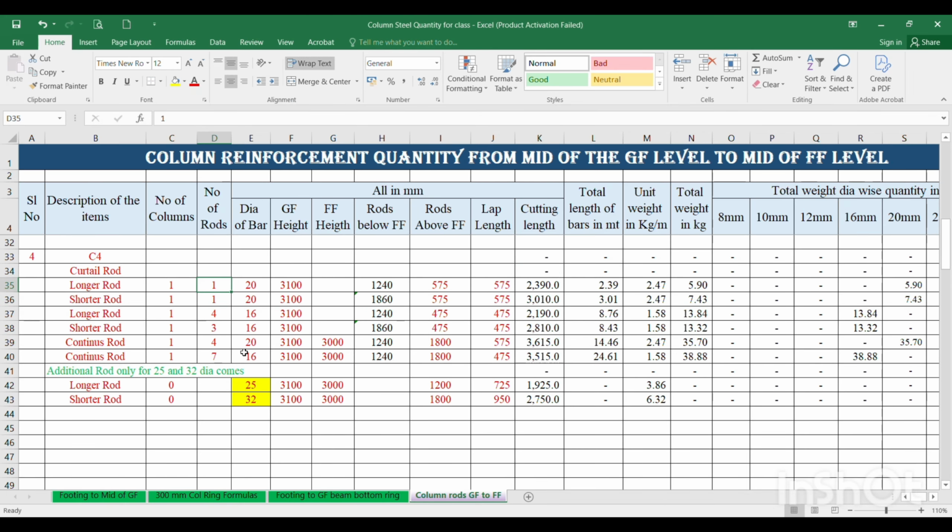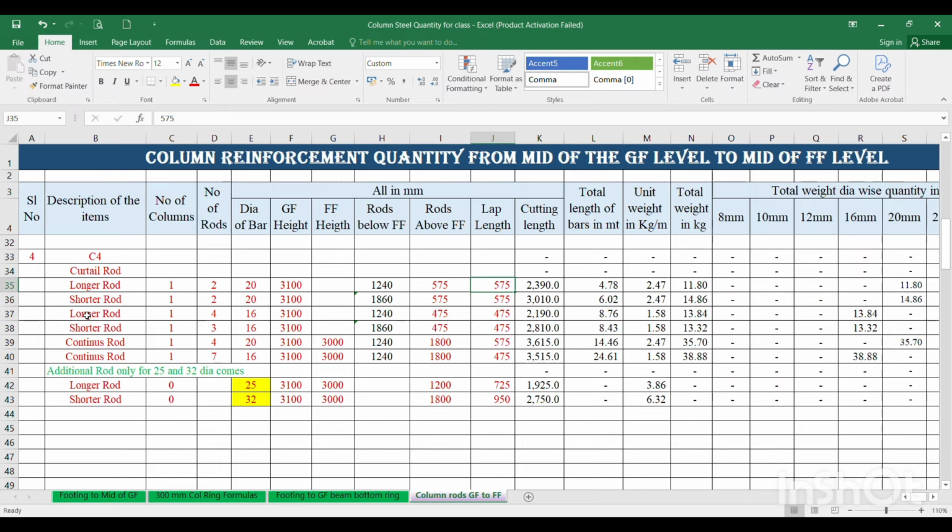4 means 2 longer and 2 shorter, and dia 20. Ground floor height is required, first floor height is not required. Rod below first floor is calculated. Rod above first floor is 1 LD, and rod below is the lap length.